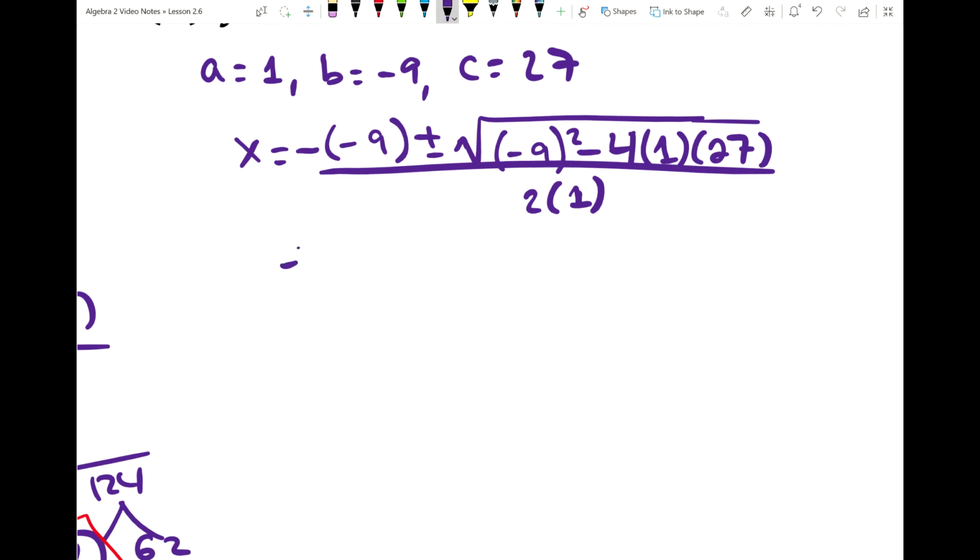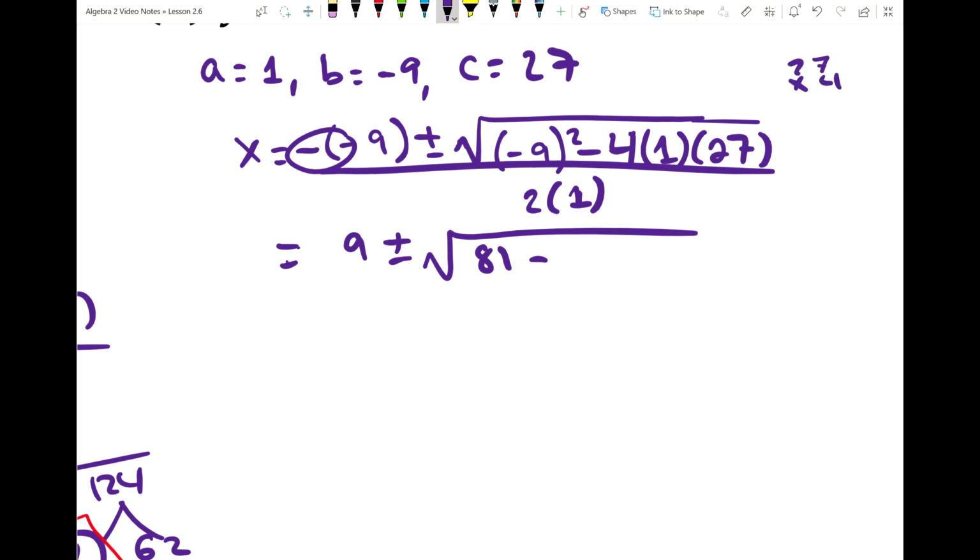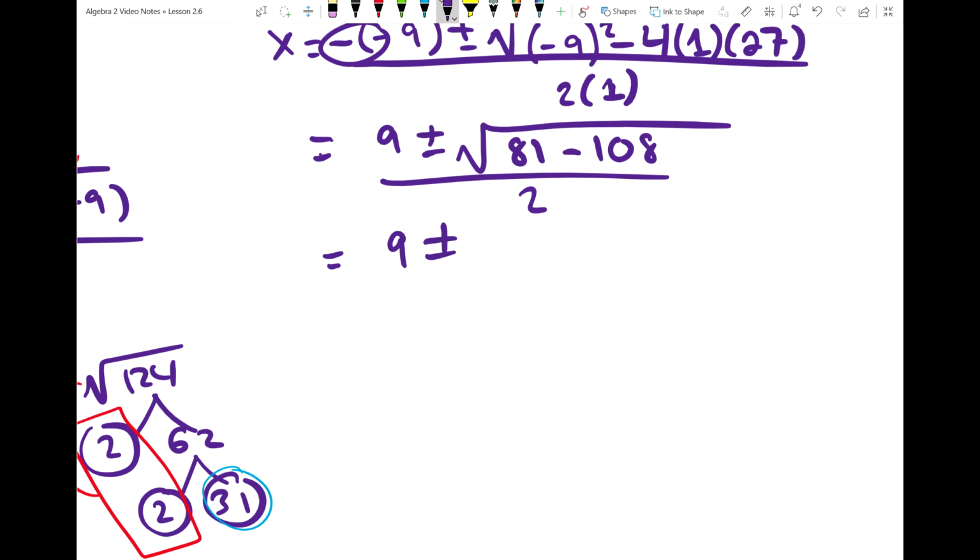All right, so now we're going to simplify. Remember, two negatives make a positive. So we got positive 9, plus or minus the square root. Negative 9 squared is negative 9 times negative 9, which is 81. And then we got 4 times 1 is 4, and then 4 times 27. What is that? Well, let's do that off to the side. 7 times 4 is 28, 2 times 4 is 8, plus 2 is 108. So we get 108. Looks like we're going to get a negative number on the inside. 2 times 1 is 2. So we got 9 plus or minus the square root of 81 minus 108. That's going to be negative 27. All over 2.